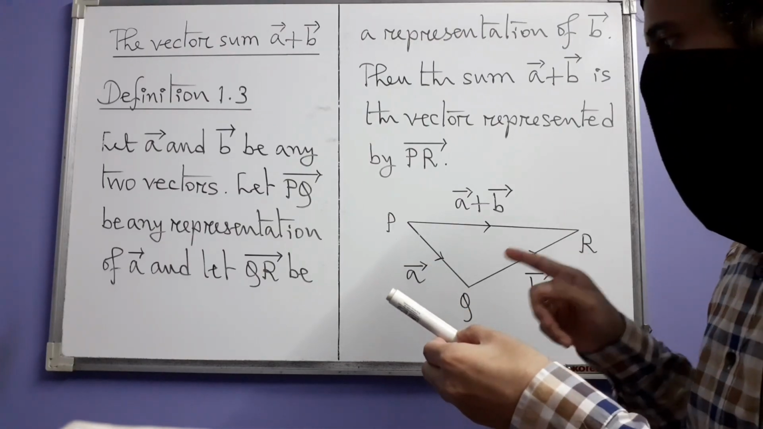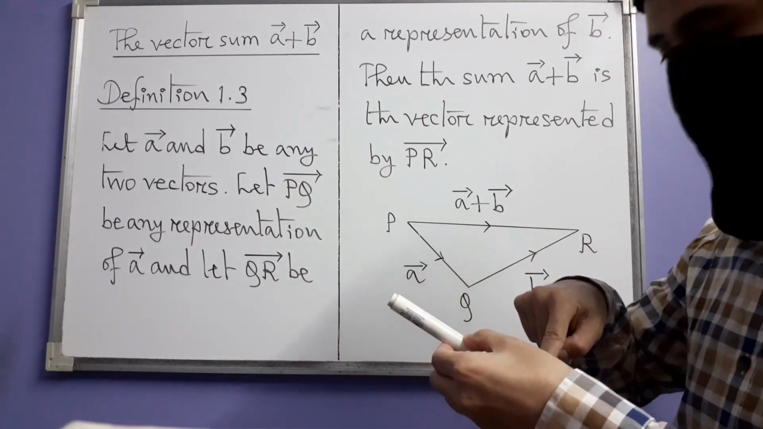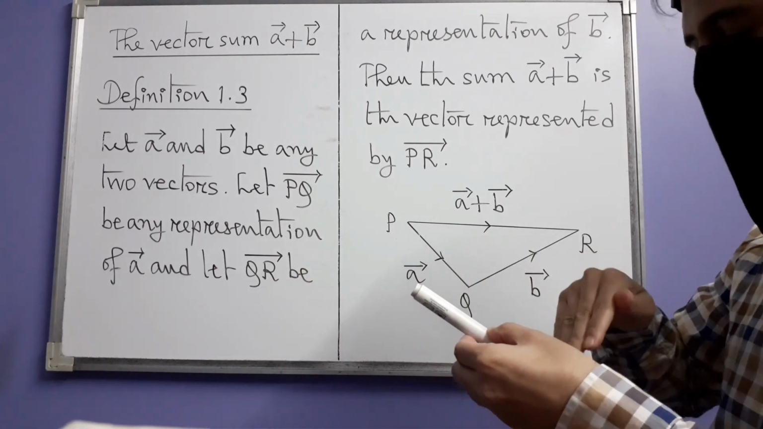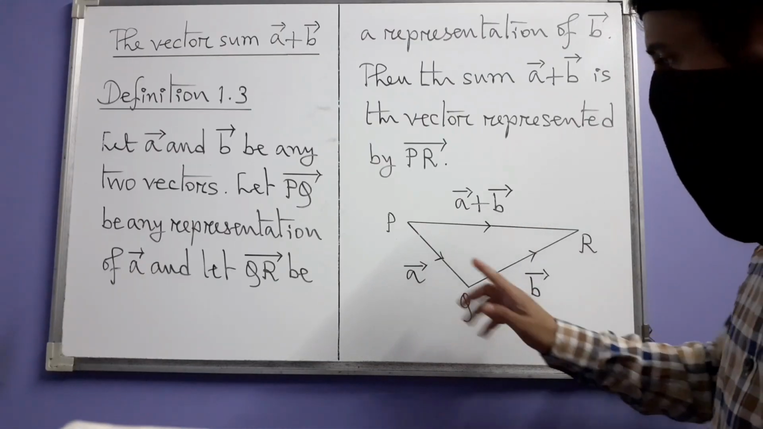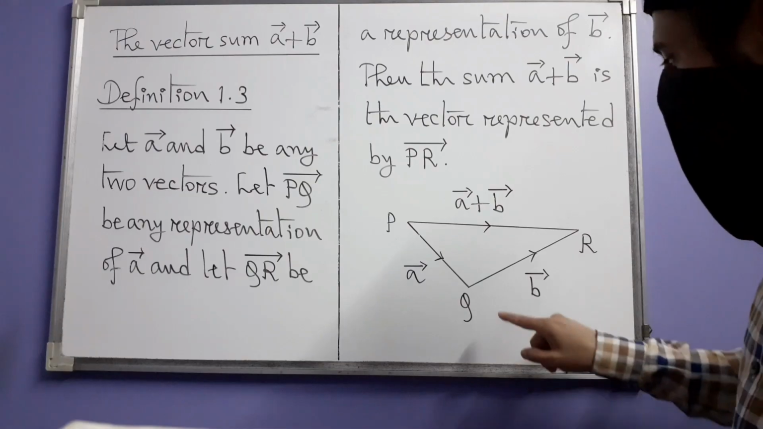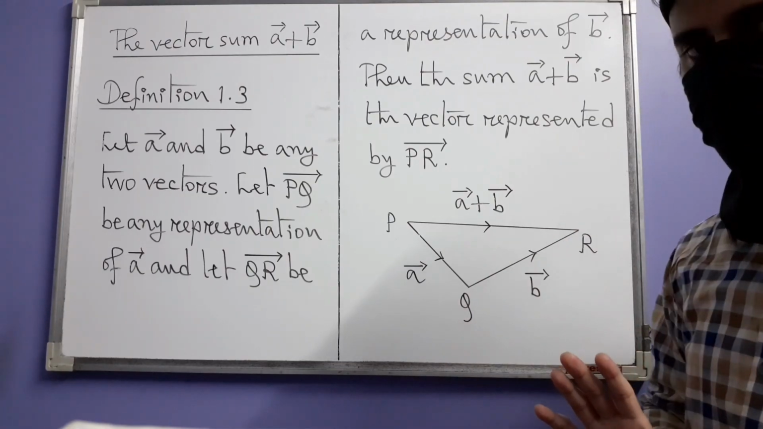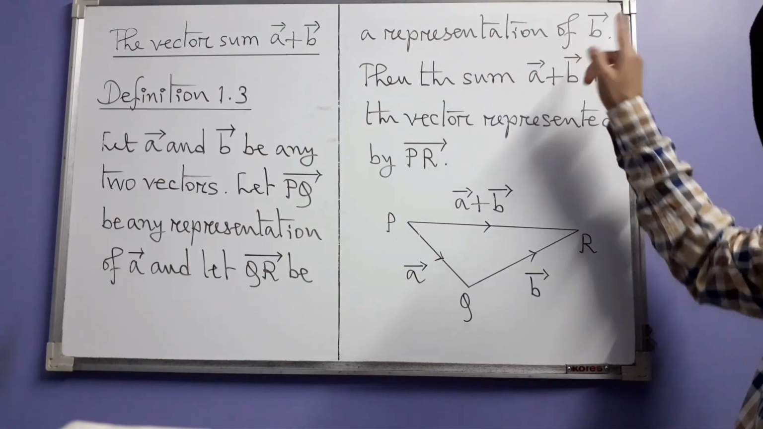Alright. And then we are saying, let QR, so this is your new position of, it's not exactly Q, it is some other point, but say you are, so we have understood why we can write "any" here, and this is our Q. Now next we are saying let QR be a representation of B.